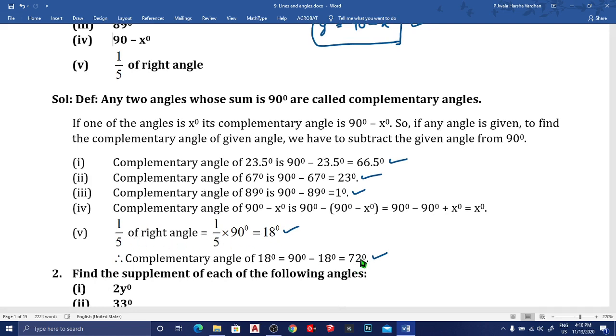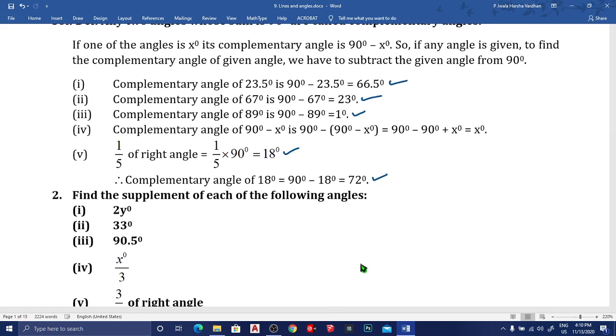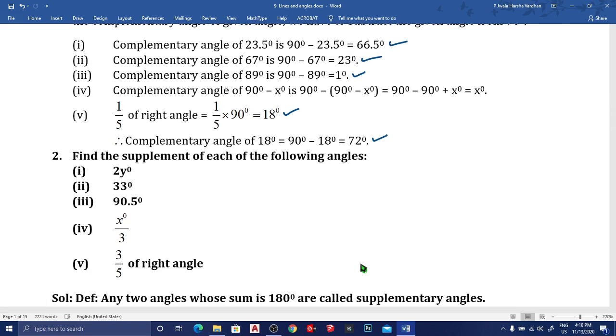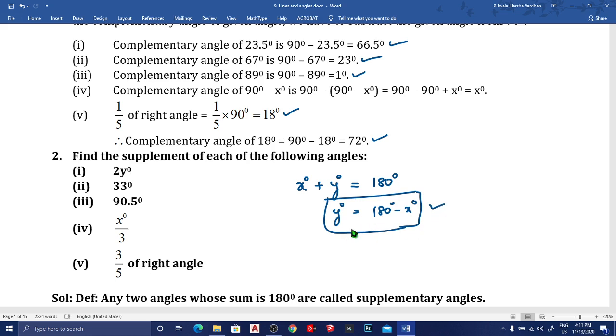Okay. Next, supplement. This is the same as the first problem, but we have to subtract from 180. What is the definition of supplementary angles? Any two angles whose sum is 180 degrees are called supplementary angles. For example, let the two angles be x and y, x plus y equals 180 degrees. If one angle, x degrees, is given, to find the second angle y, you have to subtract x degrees from 180 degrees.